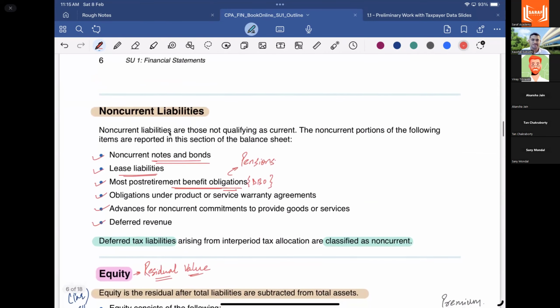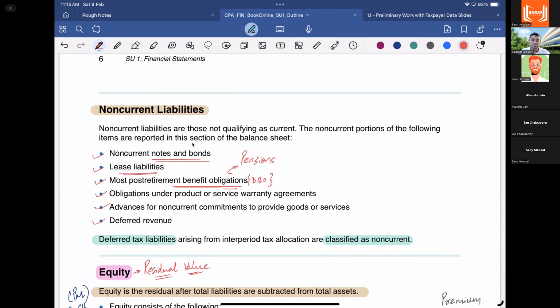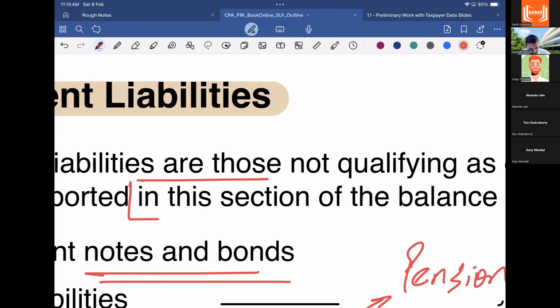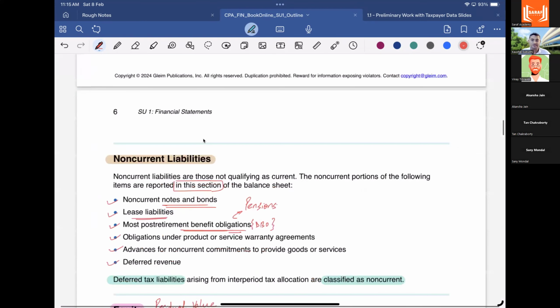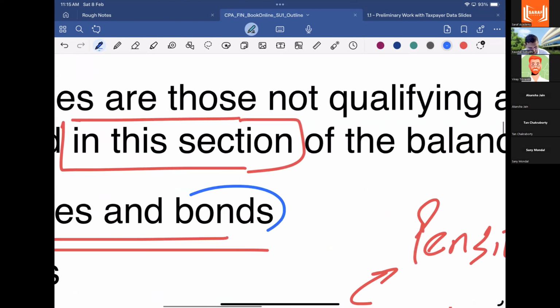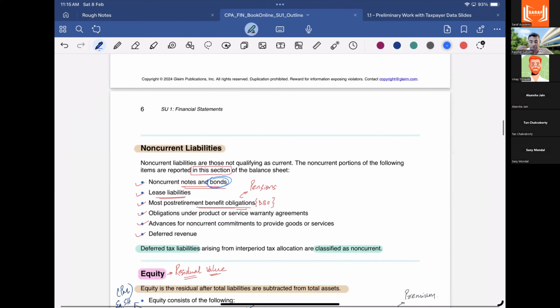Now, getting into understanding the non-current liabilities in detail. So here, you're just looking at non-current liabilities, those which are not qualifying as current. So the non-current portions of the following items are reported in this section. So understand for a fact that there is a separate section which you have to keep in your mind, and that's basically non-current liabilities में क्या क्या आता है. There are non-current notes and non-current bonds, right? So non-current bonds means those bonds which have no intention to be paid off in just 1 year's time.